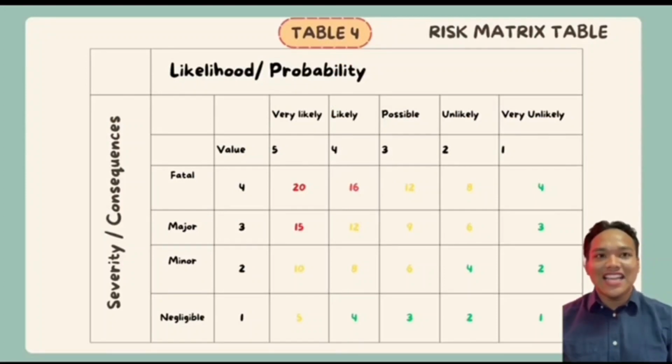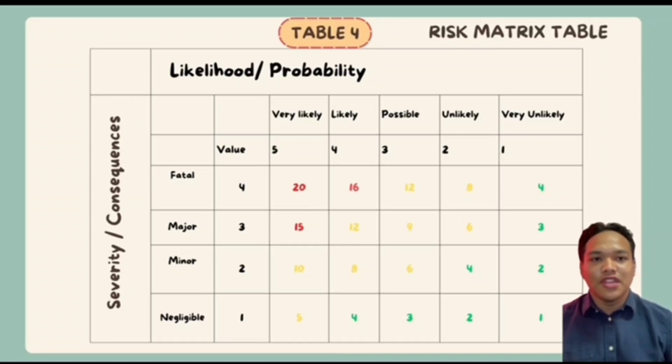For the next slide is table 4. Table 4 is about the risk matrix table. A risk matrix table is a visual tool used to assess and prioritize risk based on their probability and impact. It provides a structured framework for evaluating risk and helps in decision making for a risk management strategy.